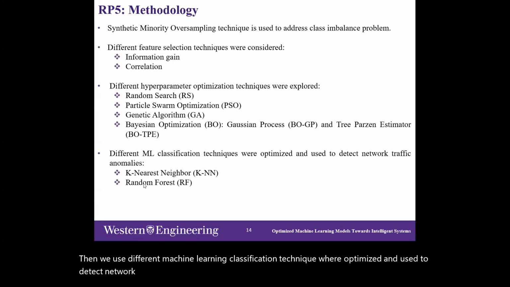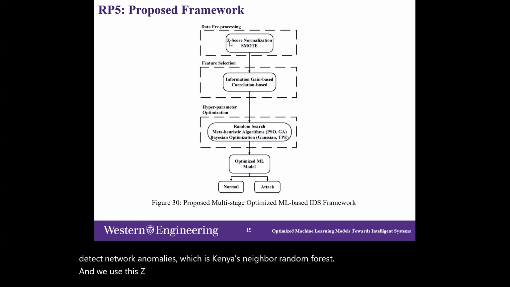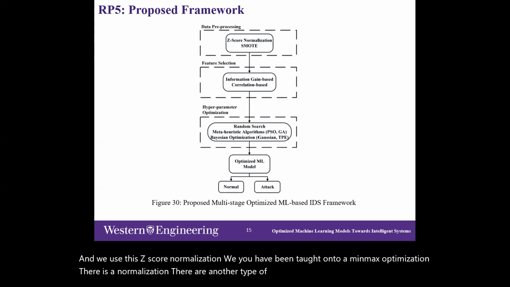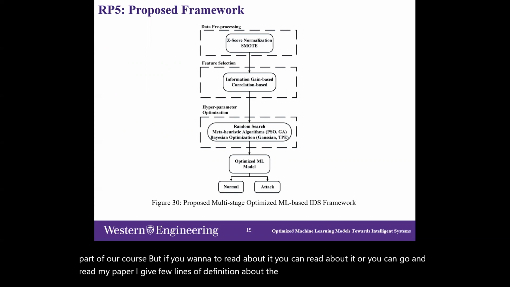which are k-nearest neighbor and random forest. And we use the z-score normalization. You have been taught min-max normalization. There is another type of normalization called z-score, which is not part of our course. But if you want to read about it, you can read about it, or you can go and read my paper. I give a few lines of definition about the z-score in the paper.